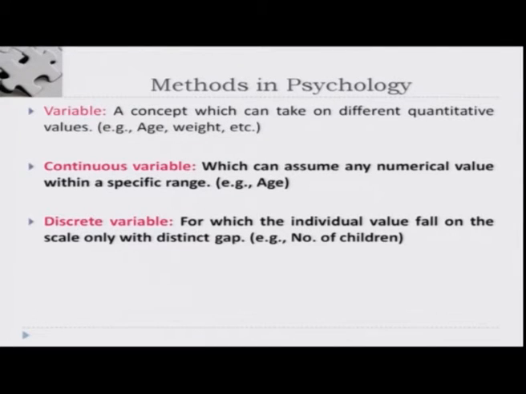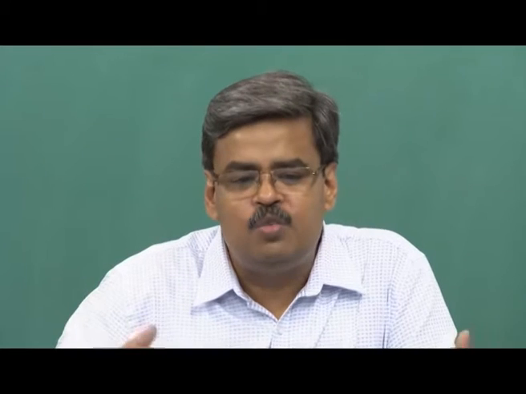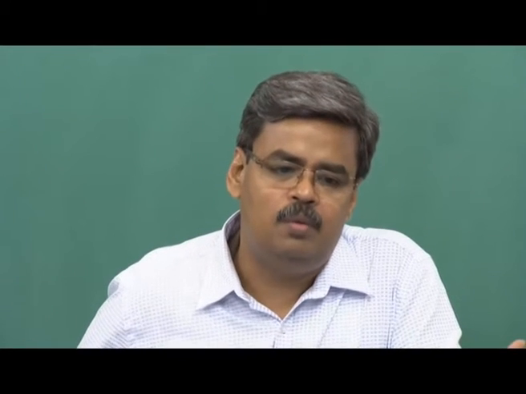There are few variables which are discrete. Discrete means those variables for which the individual value falls on the scale only with certain gaps, and the gap is very distinct. For example, if you are collecting demographic details and you ask someone how many family members they have, or how many children they have, the number would vary, and this would be a discrete variable.